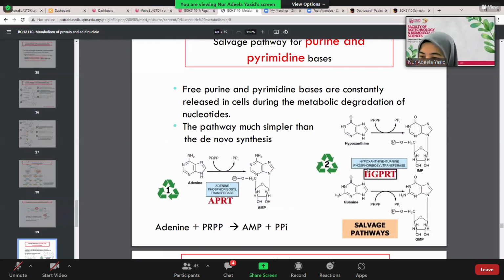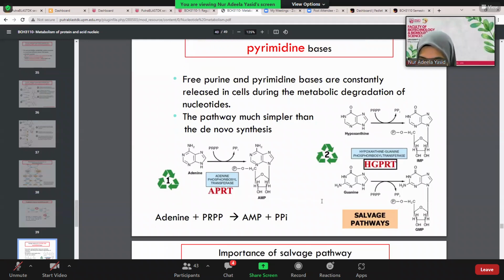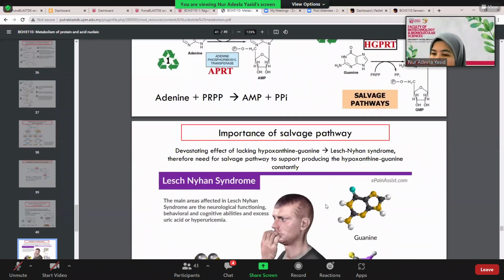So this HGPRT stands for hypoxanthine guanine phosphoribosyltransferase. So it catalyzes two different reactions. All right. So what is the importance of this salvage pathway?